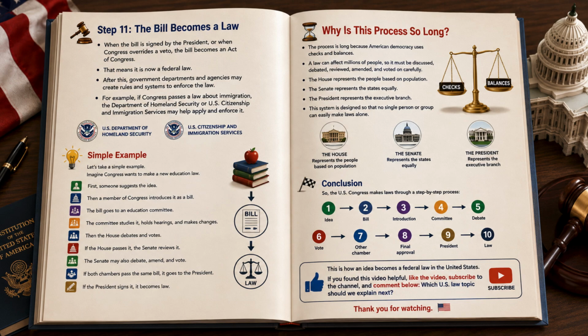Conclusion. So, the U.S. Congress makes laws through a step-by-step process. Idea, bill introduction, committee, debate, vote, other chamber, final approval, President, law. This is how an idea becomes a federal law in the United States.